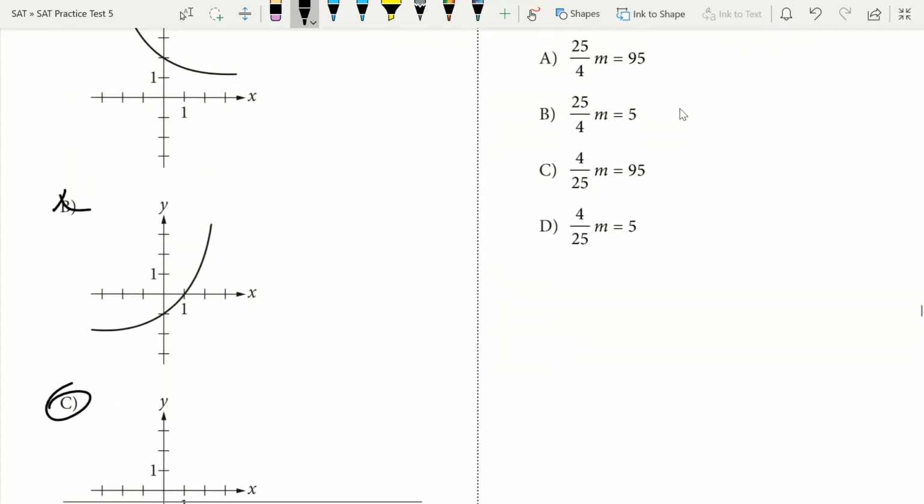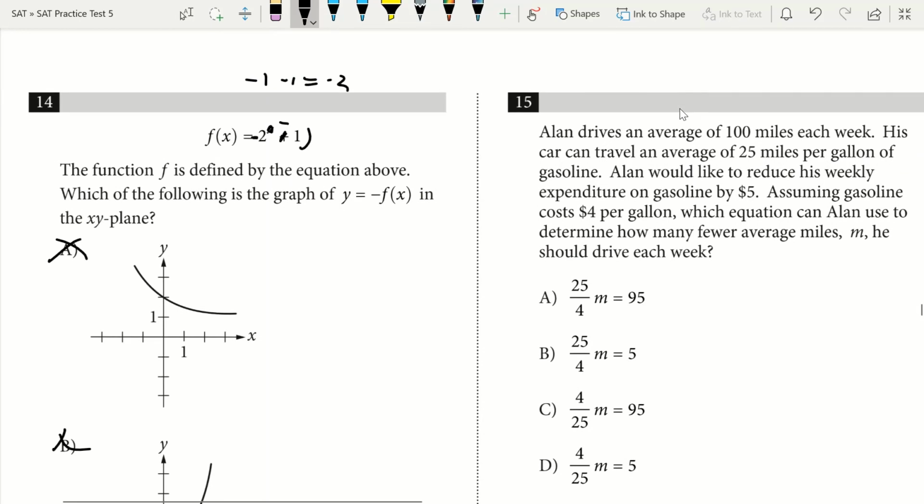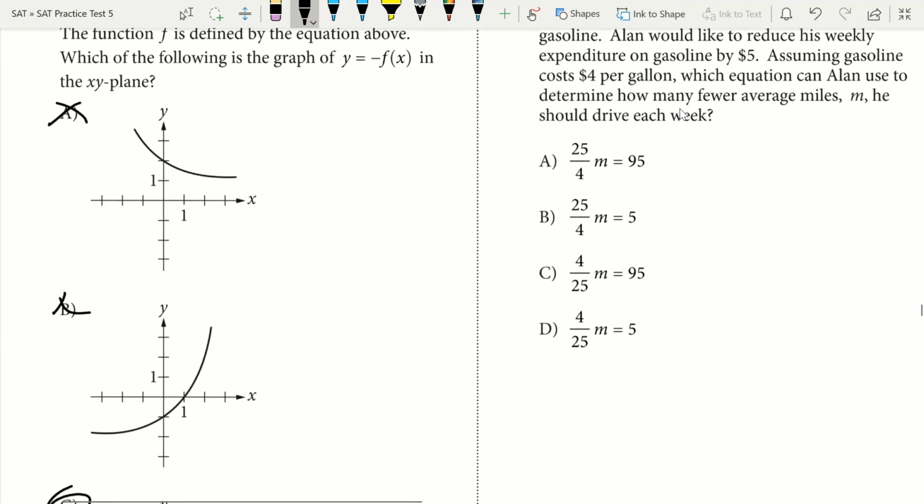All right, question 15. Alan drives an average of 100 miles a week. His car can travel an average of 25 miles per gallon of gasoline. Alan would like to reduce his weekly gas expenditure by 5. Assuming gas costs $4 per gallon, which equation can he use to determine how many less miles he should drive each week? Well, that's going to be his cost per mile driven, which is $4 divided by the 25 miles per gallon he gets. We multiply that by m, and we need that to equal 5. So our answer there is D.